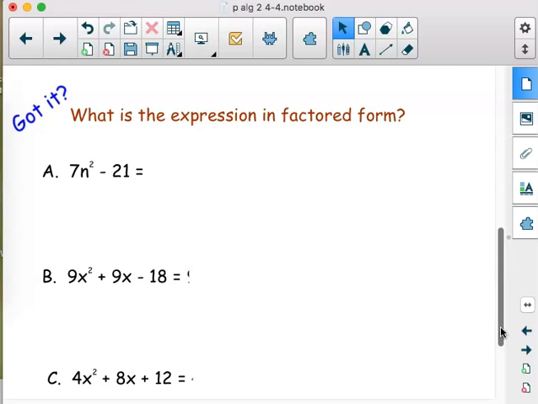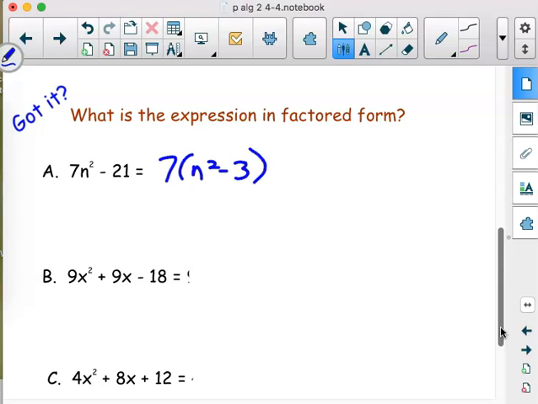Alrighty, what is the expression in factored form? I want more help this time. Unmute and tell me a thought about A, 7n squared minus 21. Pull out 7, Travis. Just a 7 this time, everybody? Okay, 7 comes out. Oh, gosh, I wonder if that's factorable. n squared minus 3. Well, earlier on we said if this is something squared and this is something squared and they have a minus in between, that's a sum and difference pattern. Is 3 a perfect square?